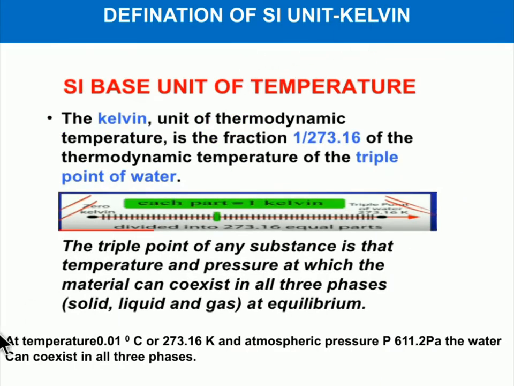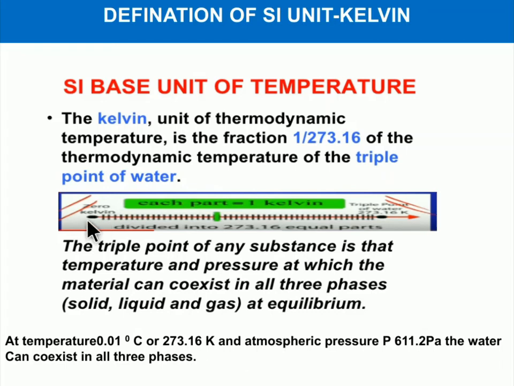Definition of Kelvin. Before discussing the definition of Kelvin, we should understand the triple point of water. The triple point of any substance is that temperature and pressure at which the material can coexist in all three phases, that is solid, liquid and gas, at equilibrium. At a temperature of 0.01 degrees Celsius or 273.16 Kelvin and a pressure of 611.2 Pascal, the water can exist in all three phases.